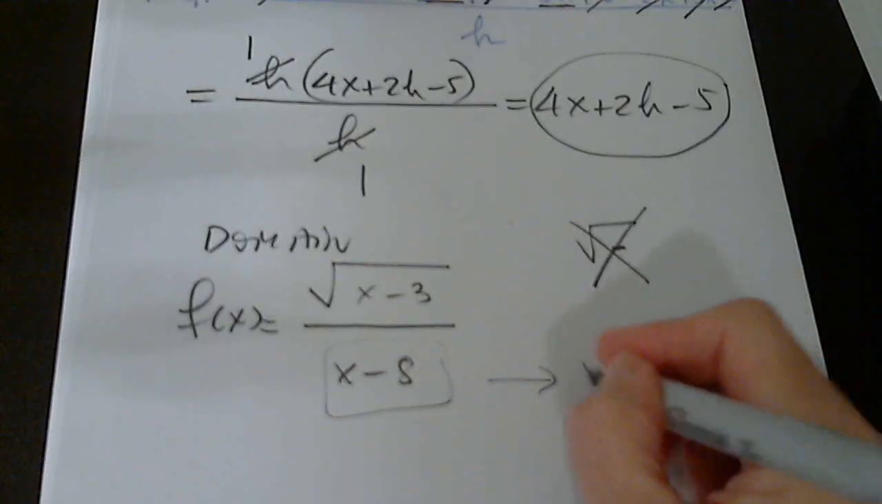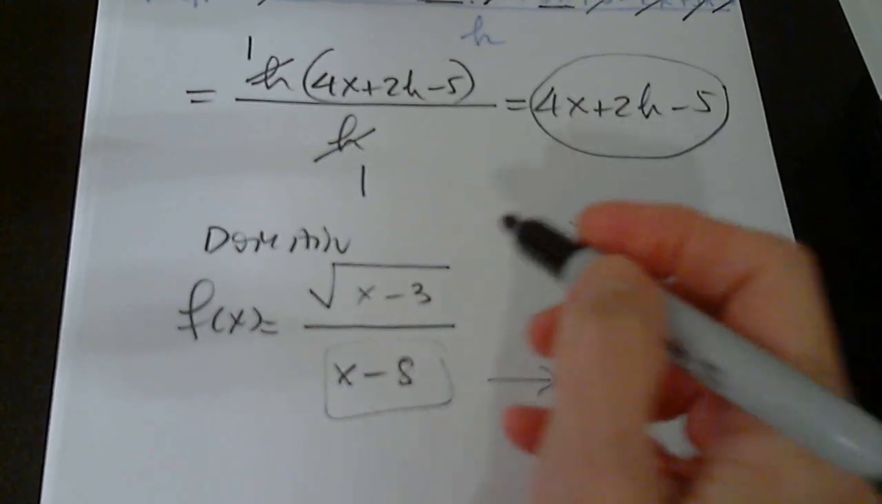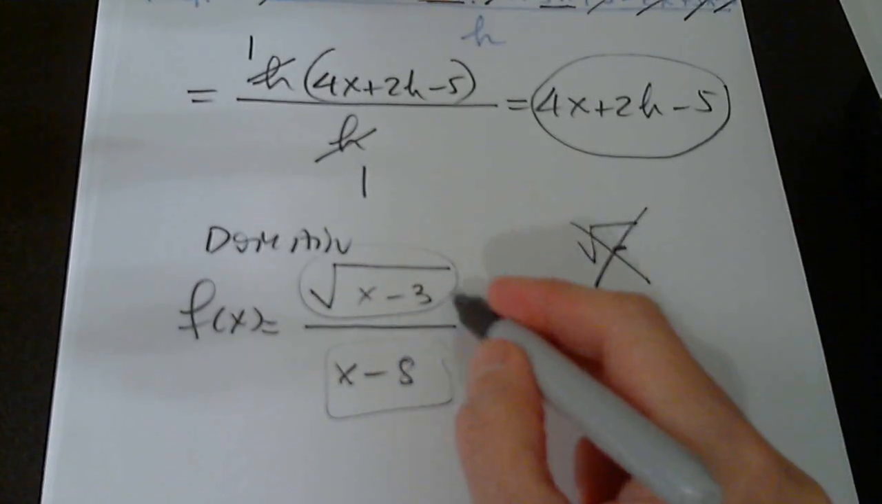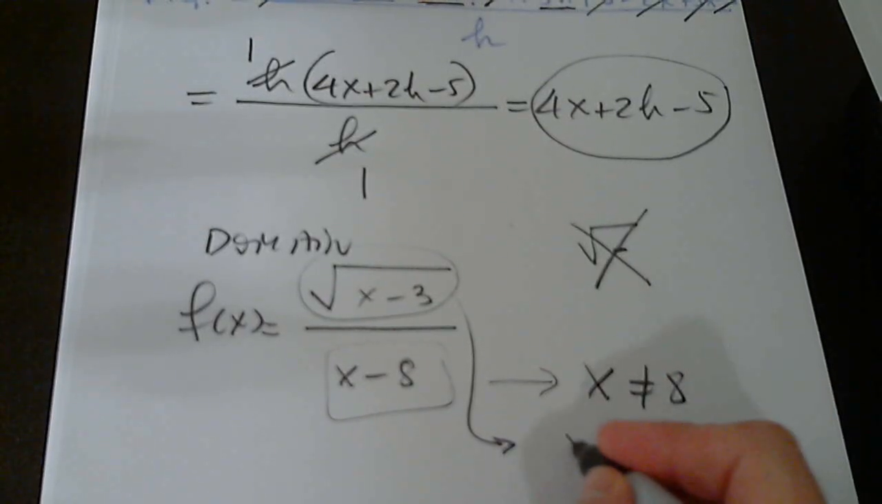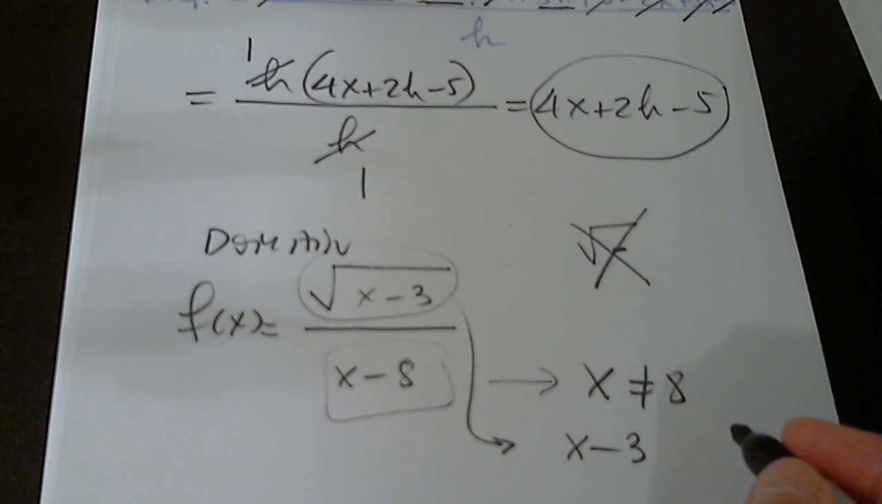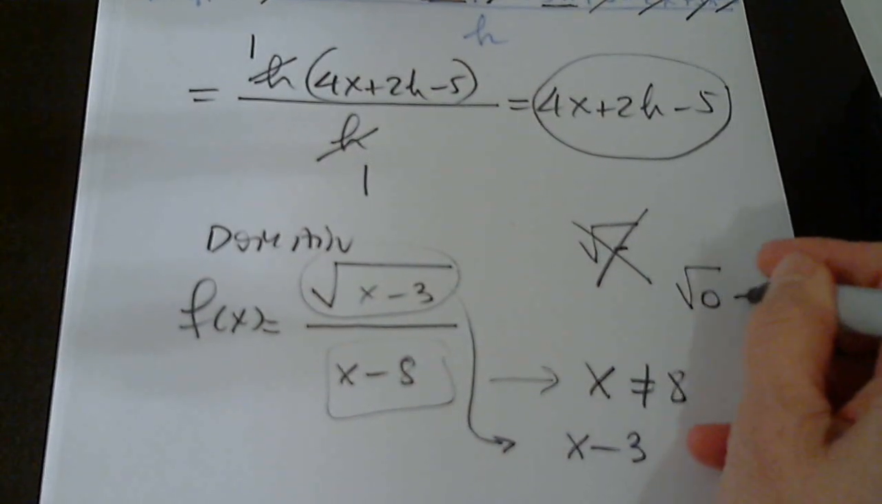X cannot equal 8. Indeed, that's clear. And then coming back here, what is the restriction for this? X cannot equal 3? Yes, we can take the square root of 0.